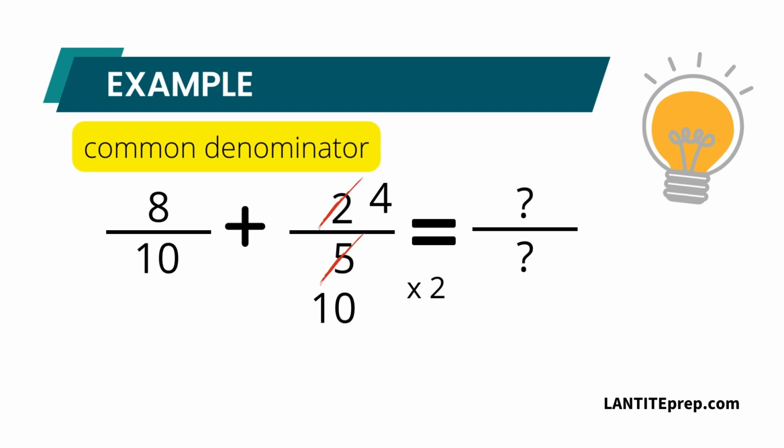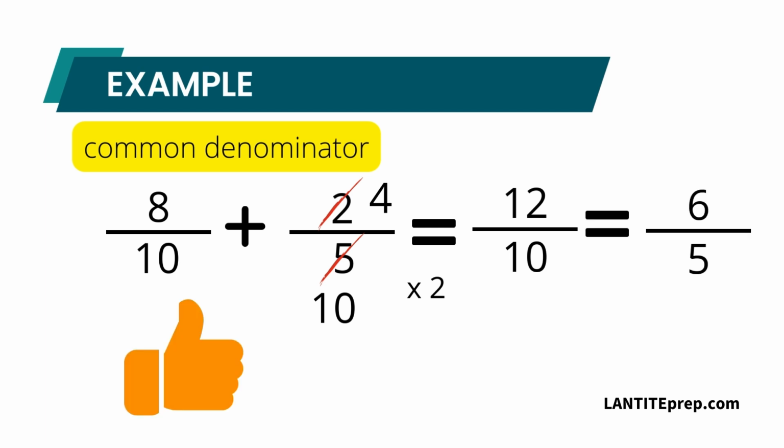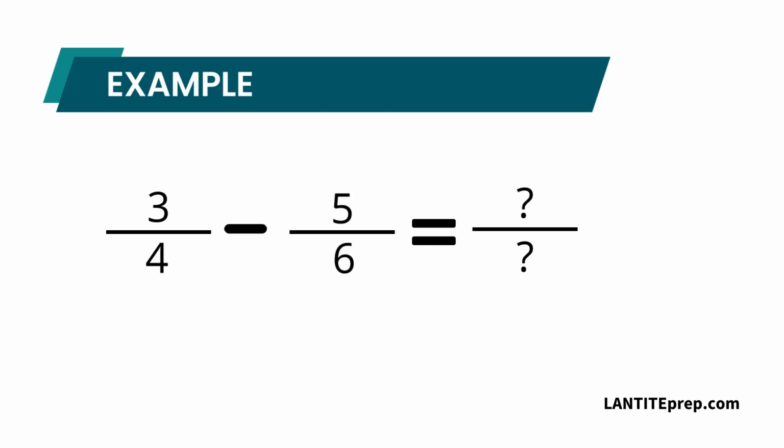So we'll scratch out the 2, multiply it by 2, and that gives us a new numerator of 4. Now, our denominators on both fractions are the same. So we can easily solve this, which comes to be 12/10. However, your exam may require you to demonstrate your ability to simplify the fraction to its lowest terms. That would turn out to be 6/5.